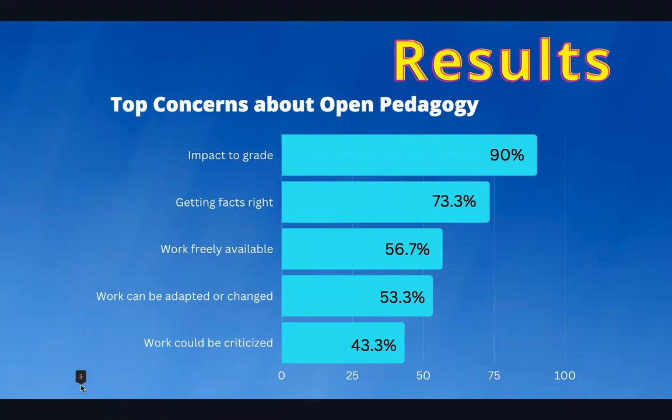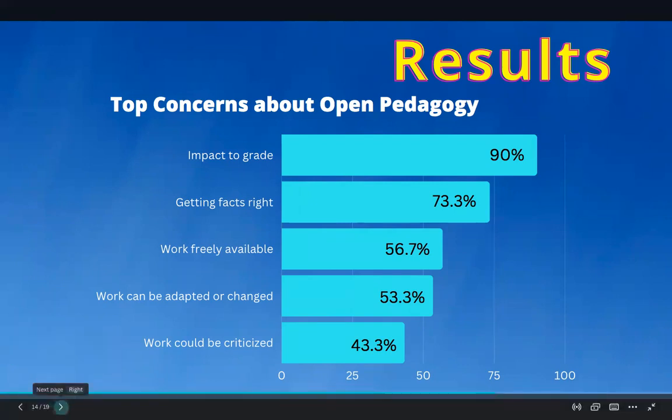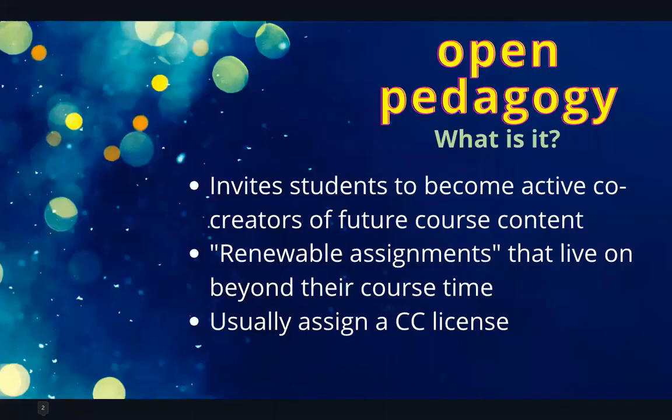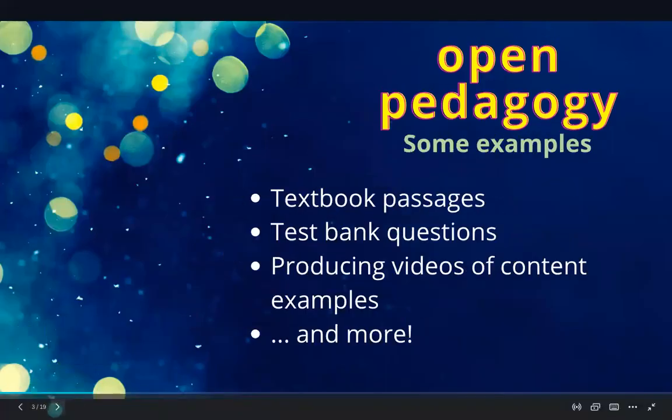First one was how it impacted their grade. That's what they were most concerned about, no surprise. Getting the facts right, which is obviously related to their grade. Their work being freely available, about 56% were concerned about that. That their work could be adapted or changed and they wouldn't know, about 40%. And then about 40% were concerned that their work could be criticized and they wouldn't be able to defend it.